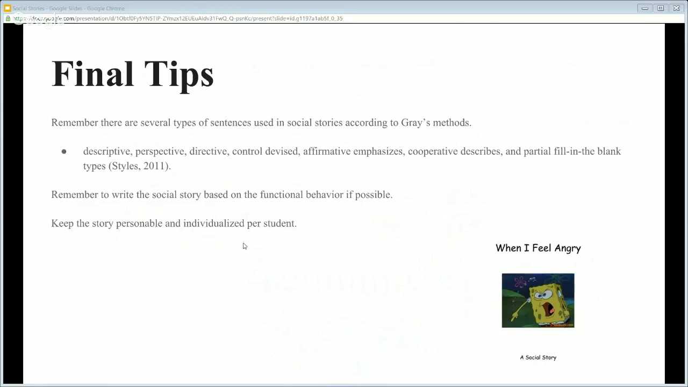Then you also want to make sure that you're remembering to write the social story based on the function of the behavior. And always make sure that you're keeping the social story personable and individualized per student. Make sure that it's not a generalized story, that the student can put that story in their own perspective. And that's all I have today for social stories.